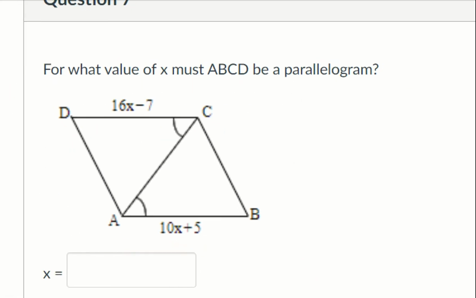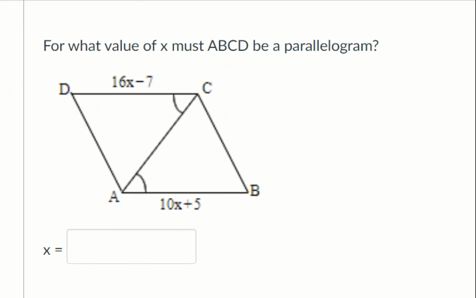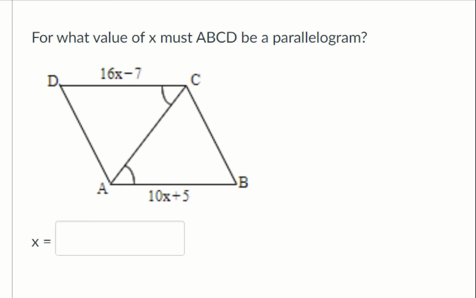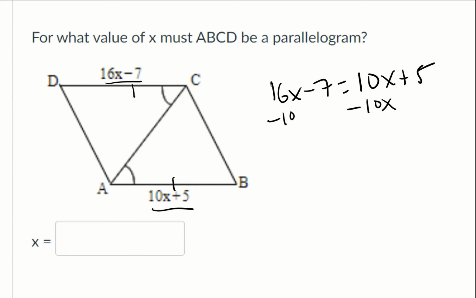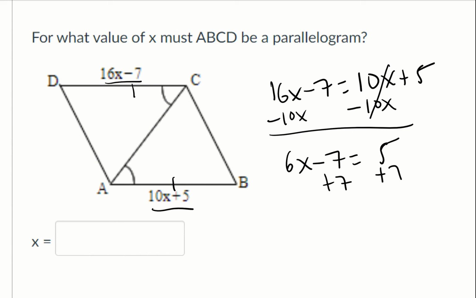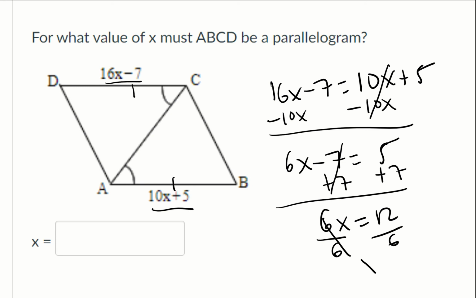So the next question, we have, for what value of x must ABCD be a parallelogram? It's very similar to the ones that we did. So we know that these have to be congruent, because for a parallelogram, so we'll subtract 10x on both sides. And go ahead and add 7 to both sides. Then finish it off, divide by 6, and you get x equals 2.